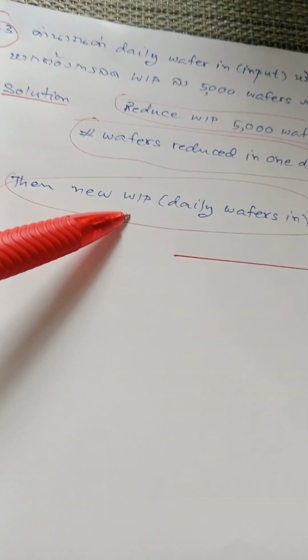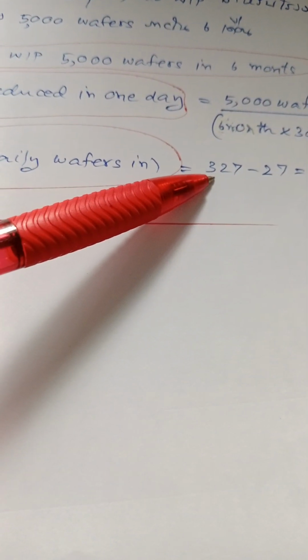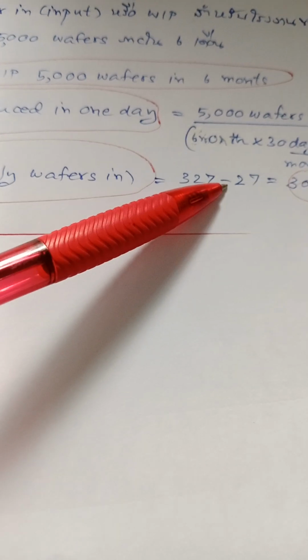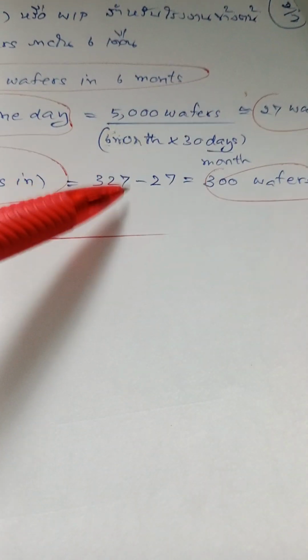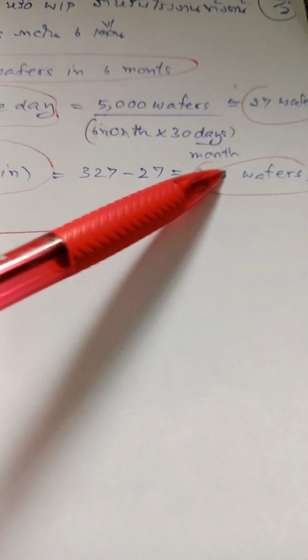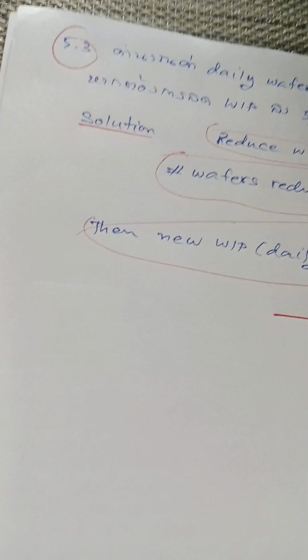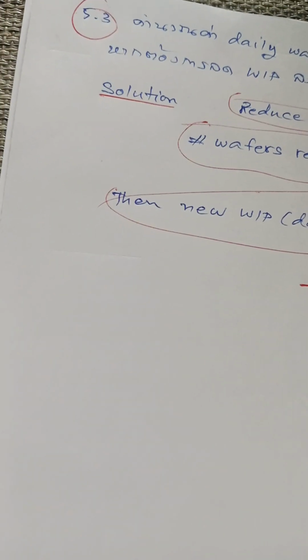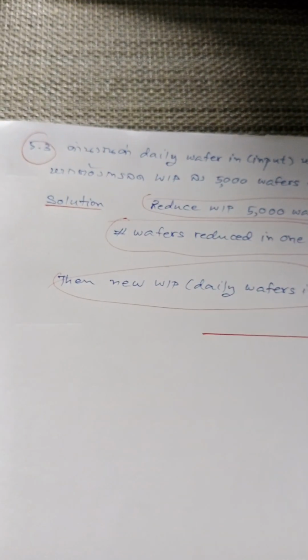So your new WIP, or daily wafer in, is equal to the previous value, which is 327, minus the number of wafers reduced per day. So you have 327 minus 27. This gives you 300 wafers. Okay, that's the past final exam related to cycle time management. The final exam was 2551, a long time ago. Okay.